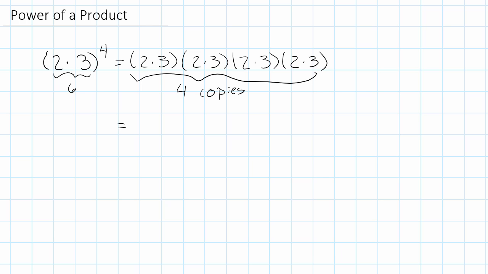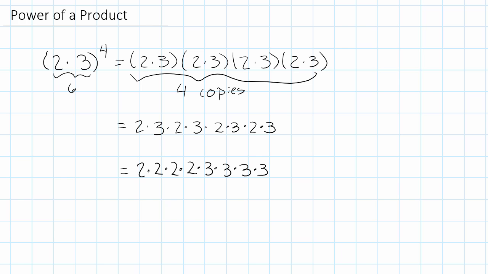But multiplication is associative, so I can just drop all those parentheses. And multiplication is also commutative, so I can rearrange this so that all the 2's come first, followed by all the 3's. So I've got 4 copies of 2, and I've got 4 copies of 3. So this is 2 to the fourth times 3 to the fourth.